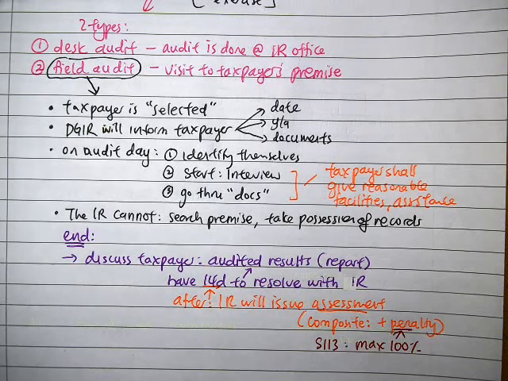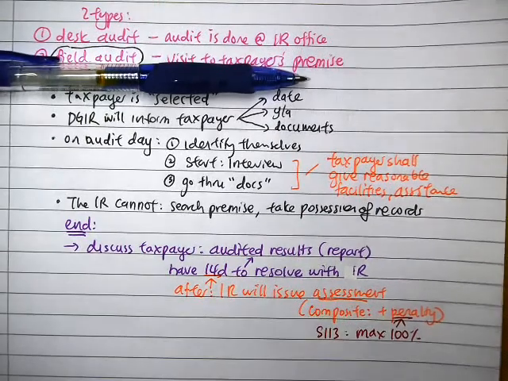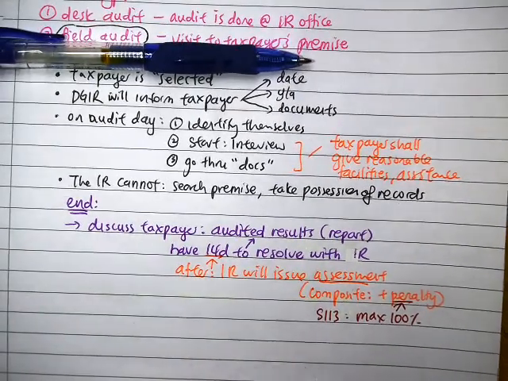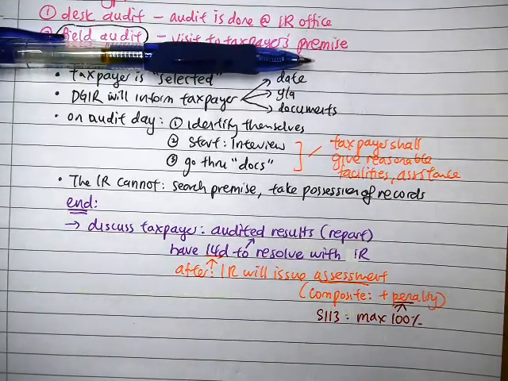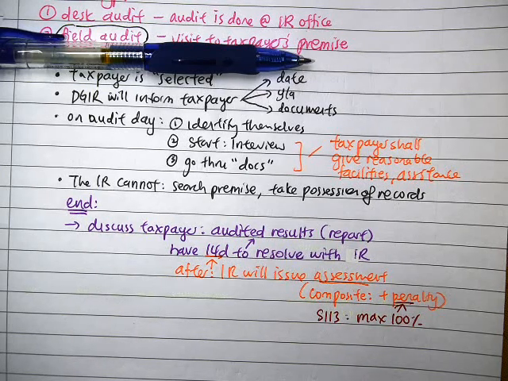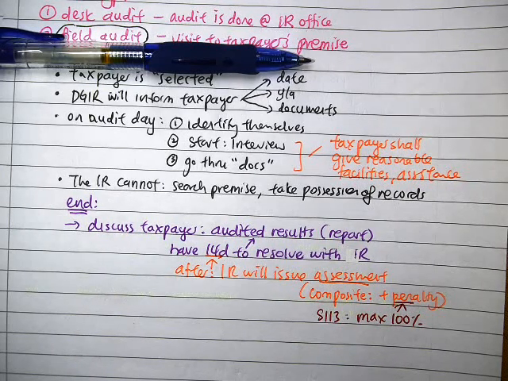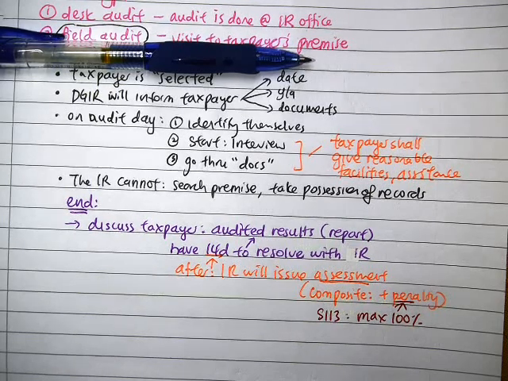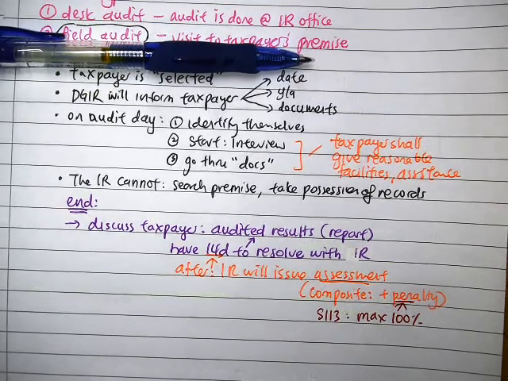But of course you can negotiate because the Inland Revenue has power to remit your penalty. So you can negotiate and say, help me this and that. They say, okay you just pay the tax only. You don't pay the penalty. Okay, also can. They have this kind of power. Now, this is what happened at the end of the audit.